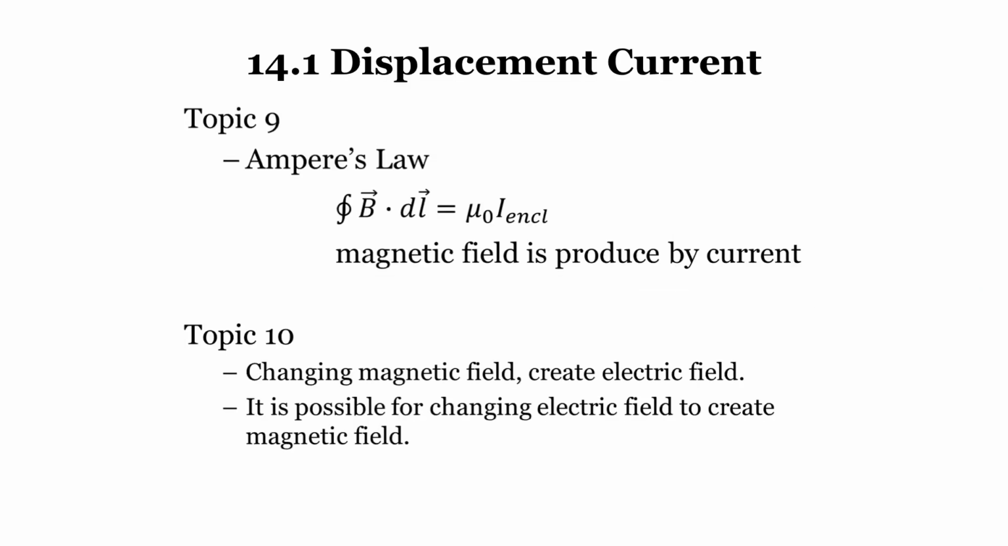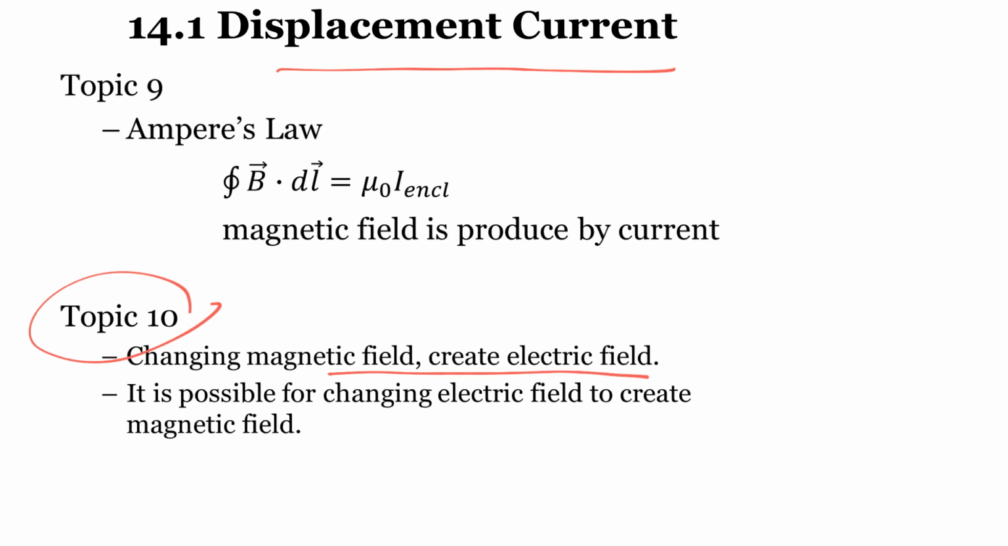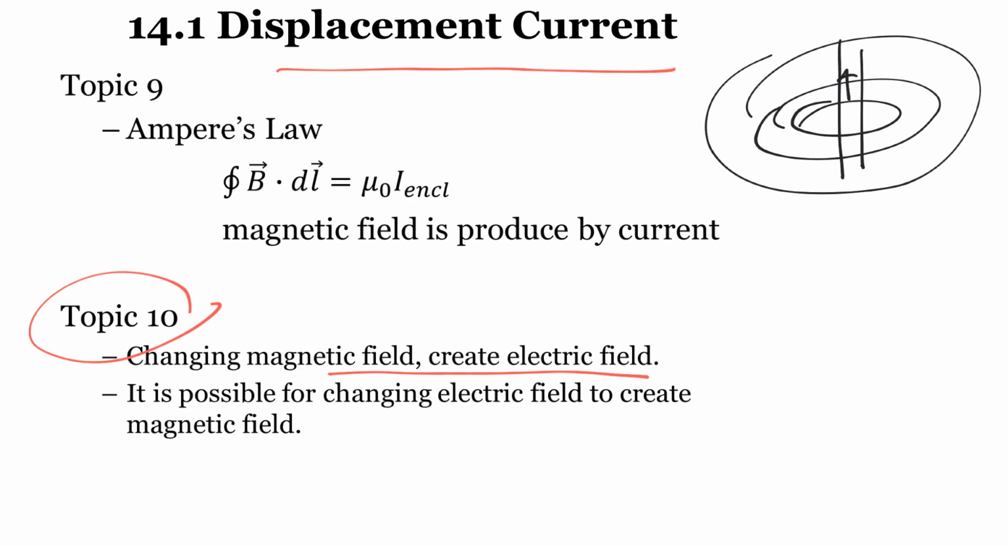Before I discuss displacement current further and what it means, we are going to recall Ampere's law, which is in topic 9, and the changing of magnetic field inducing electric field, which is in topic 10. In topic 9, Ampere's law is about having a current flowing inside a wire. This current produces a magnetic field. When you use the right-hand thumb rule, your magnetic field is going to be in the clockwise direction.